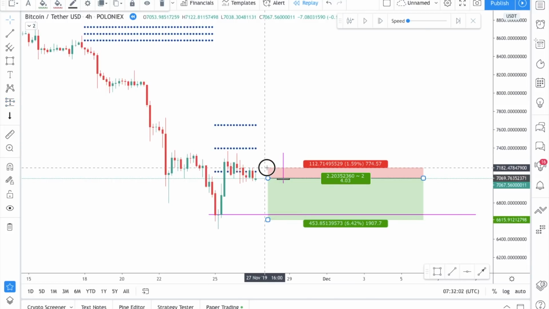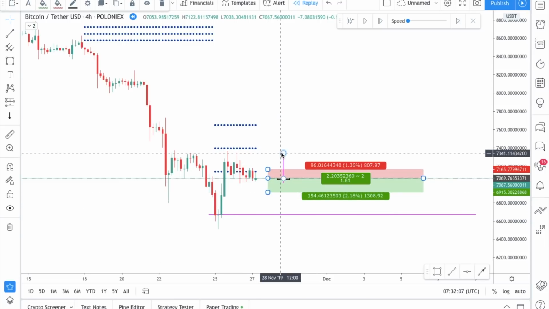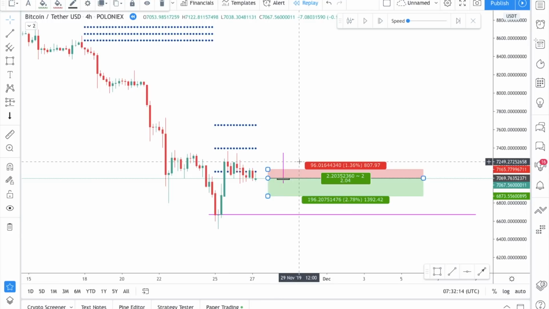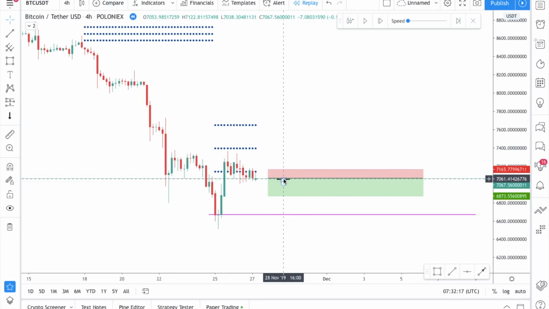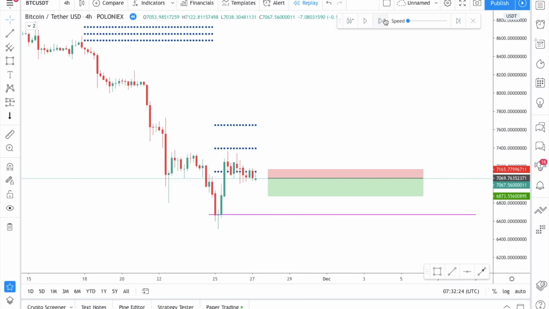So we are taking this area here and we are going short from here, because we can see this rejection to the upside. This is the calculation of this whole candle. This is what we get. We are going to keep 1 to 2 risk reward. Okay, so please keep this in mind. So now I don't need this. So now we are going with 1 to 2 risk reward.